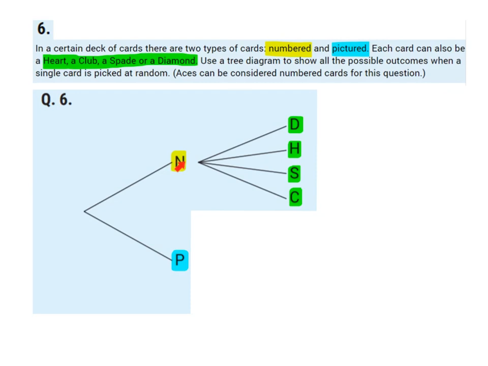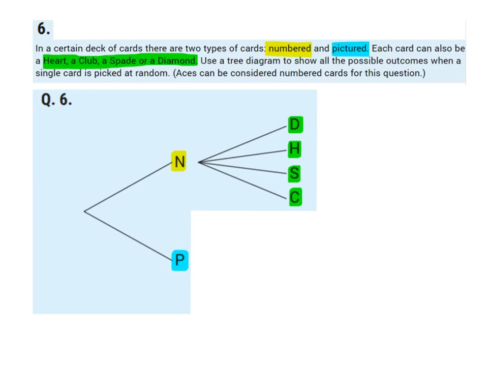So let's say I choose a numbered card. Then, of those numbered cards, my options are hearts, clubs, spades, or diamonds. So I have 4 branches now coming out of the N. Because if my card is numbered, it can be a diamond, or a heart, or a spade, or a club. So I have 4 more branches coming out of the N.